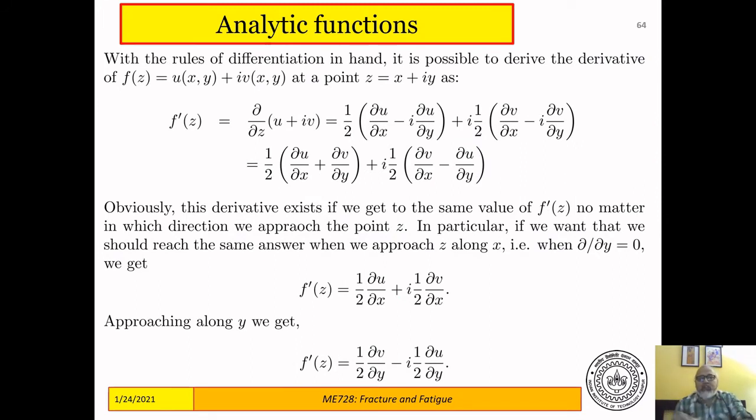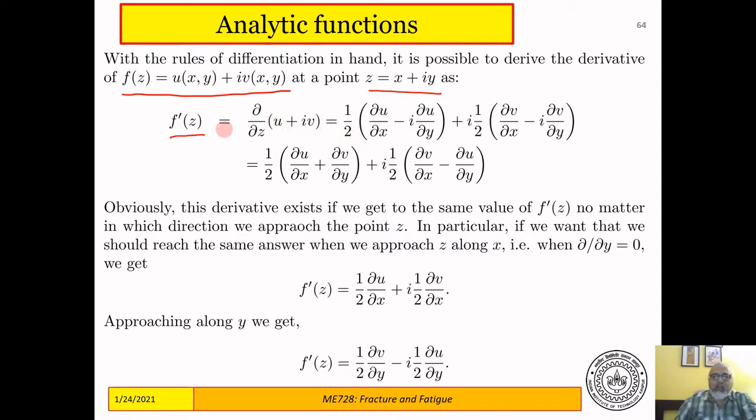Now we come to the question of analytic functions. The concept of analytic functions is going to be very important for us, and analytic functions are a very important concept in mathematics as well. So given a function of z, f(z) equal to u plus iv, at a point z equal to x plus iy, I can derive f'(z), which is ∂_z of (u plus iv).